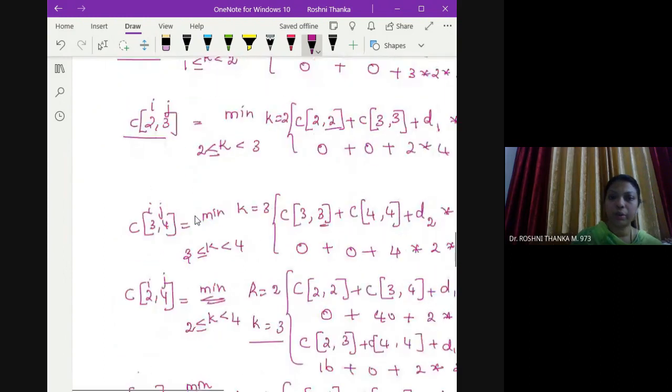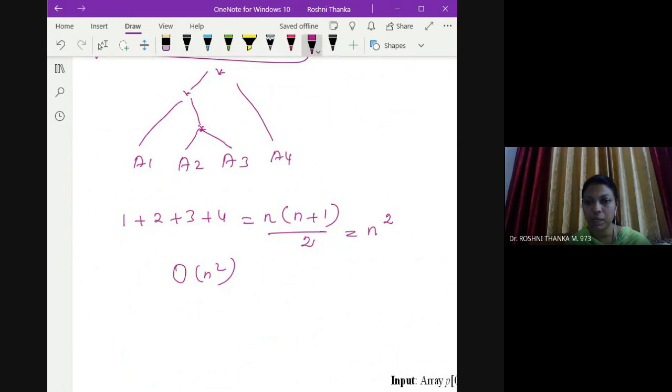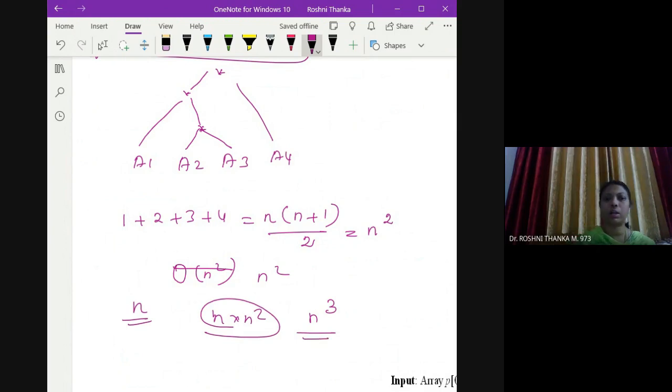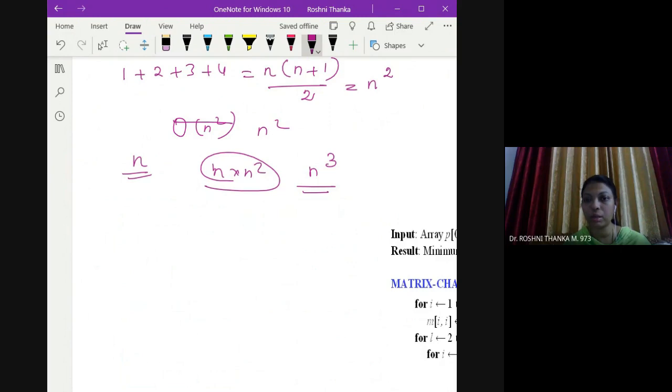So the complexity of the K matrix can be taken as n. When we take this, here we got n square, and here we have n. So n into n square, so totally we'll be getting n cube as the time complexity. So we can say the worst case time complexity here is n cube.